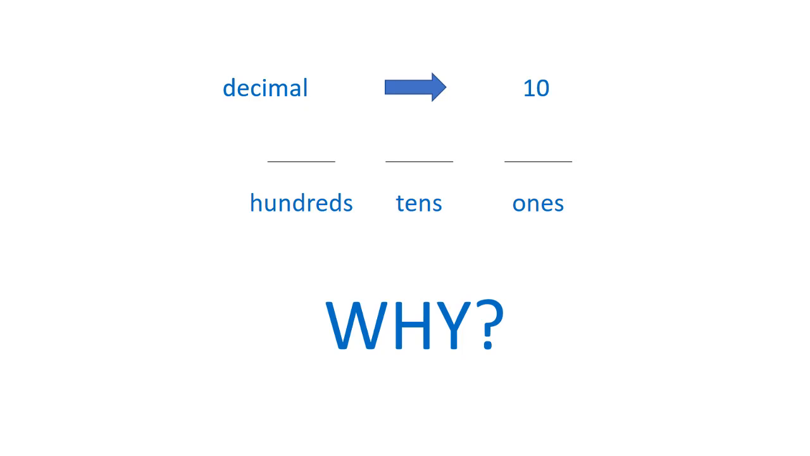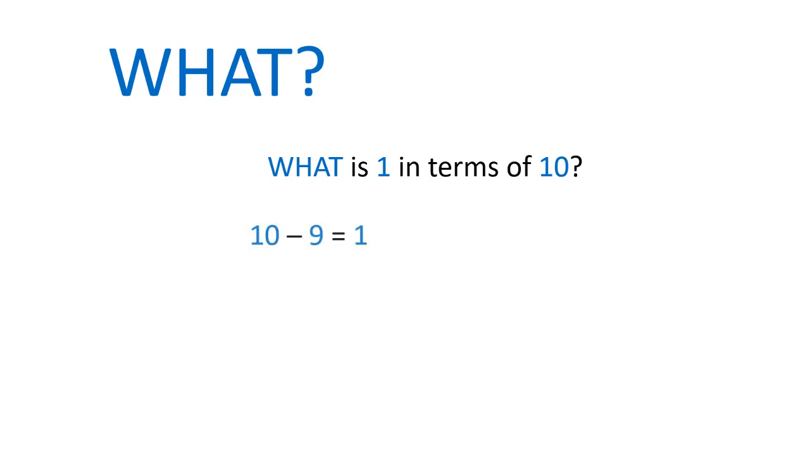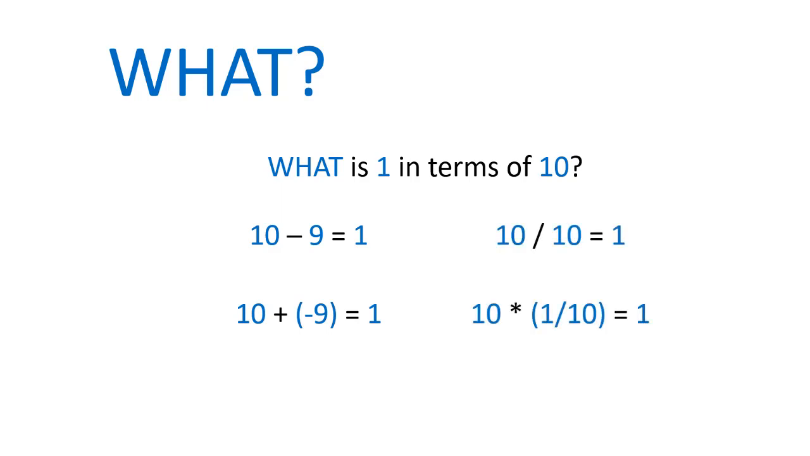Well, to answer this question, let's actually first answer a different question. What? As in, what is 1 in terms of 10? We might say, well, it's 10 minus 9, which also means it's 10 plus negative 9. Or it's 10 divided by 10, which also means it's 10 times 1/10. These all work, but we're missing one more. 1 is also 10 raised to the 0th power, correct?